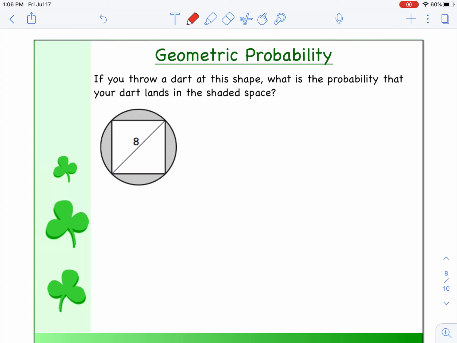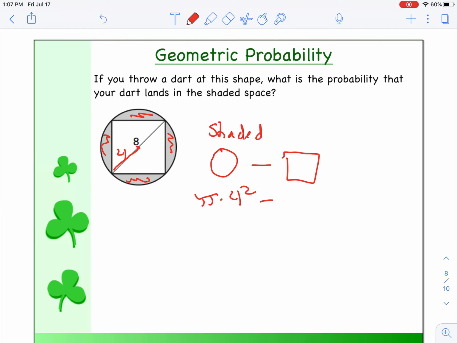So we're going to do some a little bit more difficult shaded region ones where we might have to use trig ratios and so forth again. If you throw a dart at this shape, what is the probability that your dart lands in the shaded space? Well, in order to find the shaded area, we're going to have to find the area of the circle and subtract the area of the square. Well, the circle is easy.